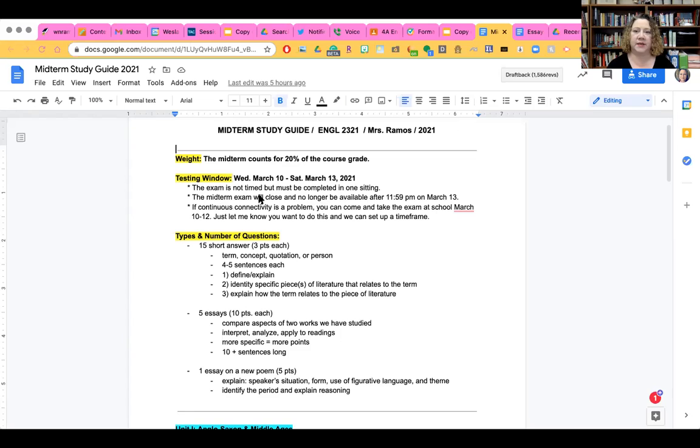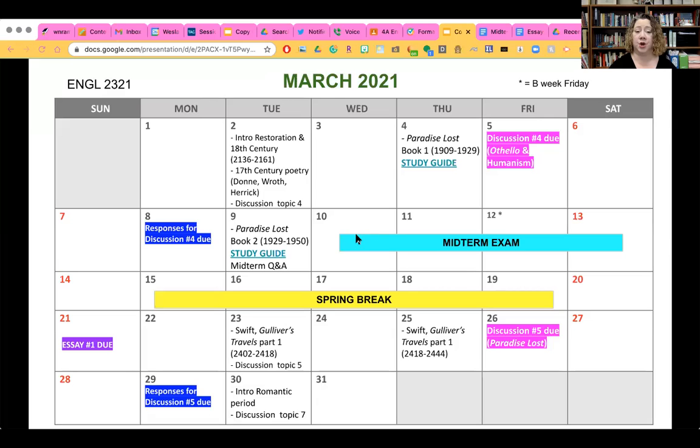The way this test works is that we're not going to sit down on Zoom and take the test. You're going to take the test when you're ready, during the window of Wednesday, March 10th and Saturday, March 13th. I've blocked that out on the calendar. We are not going to have class on Thursday the 11th or Friday the 12th, because that's the midterm window. I think I set it up to open on Wednesday at 8 a.m. and then it closes on Saturday at 11:59 p.m. So you have any time in there to take your test.